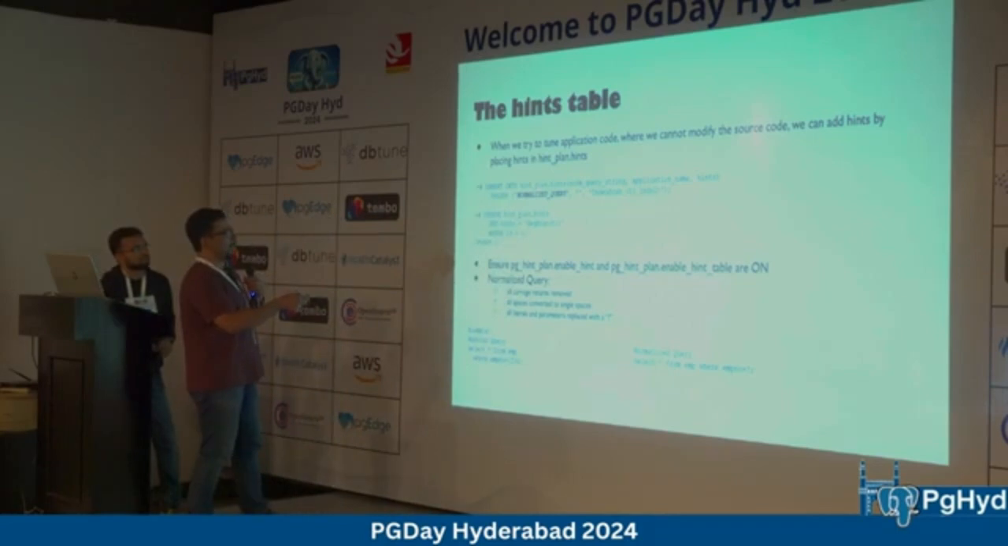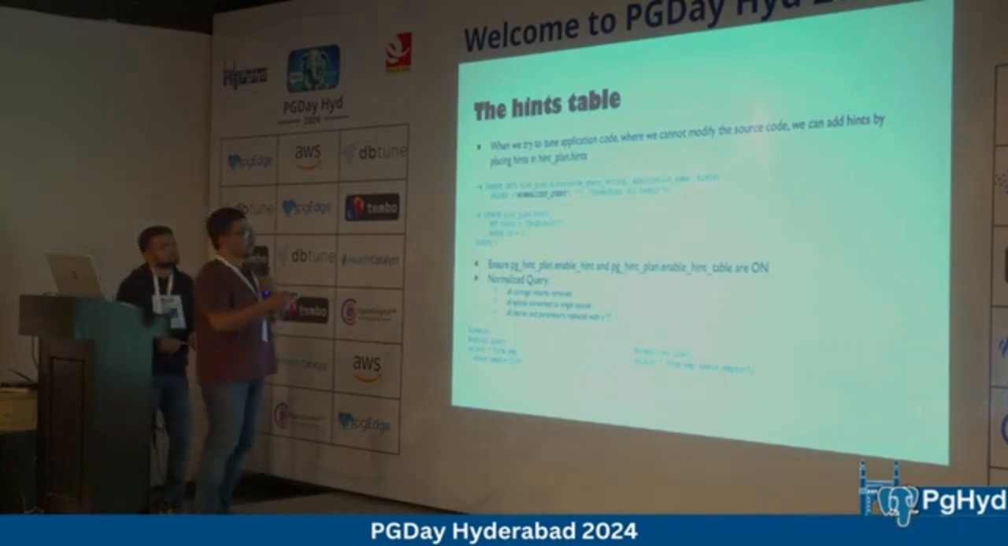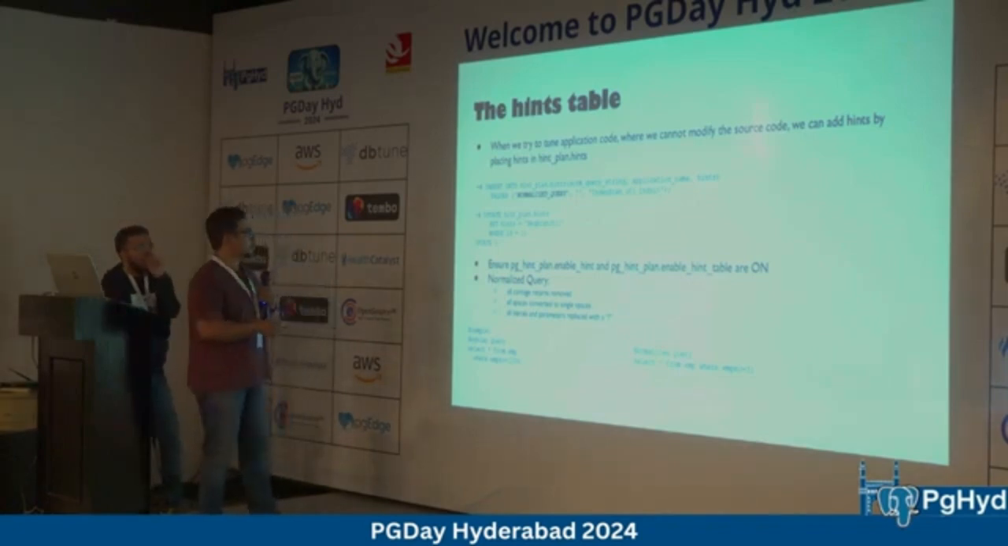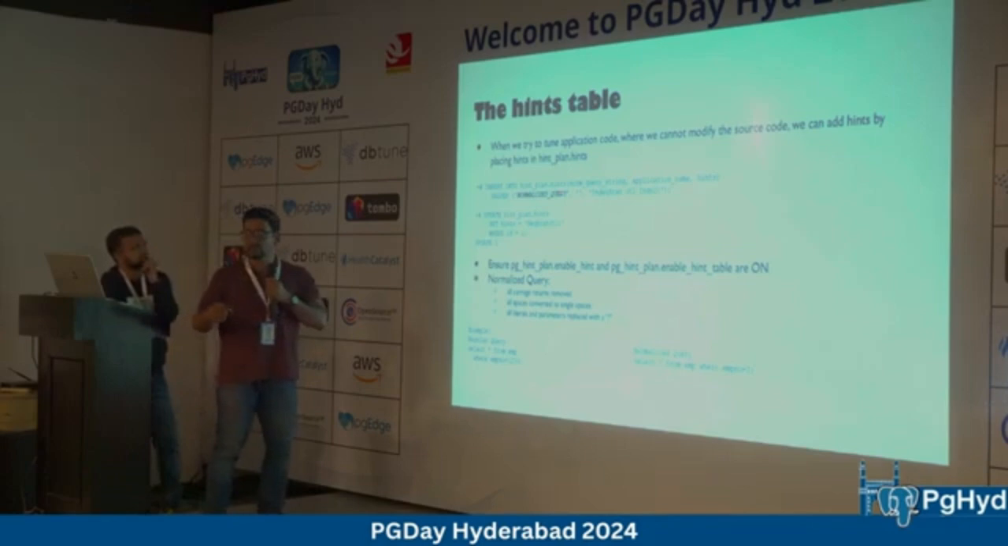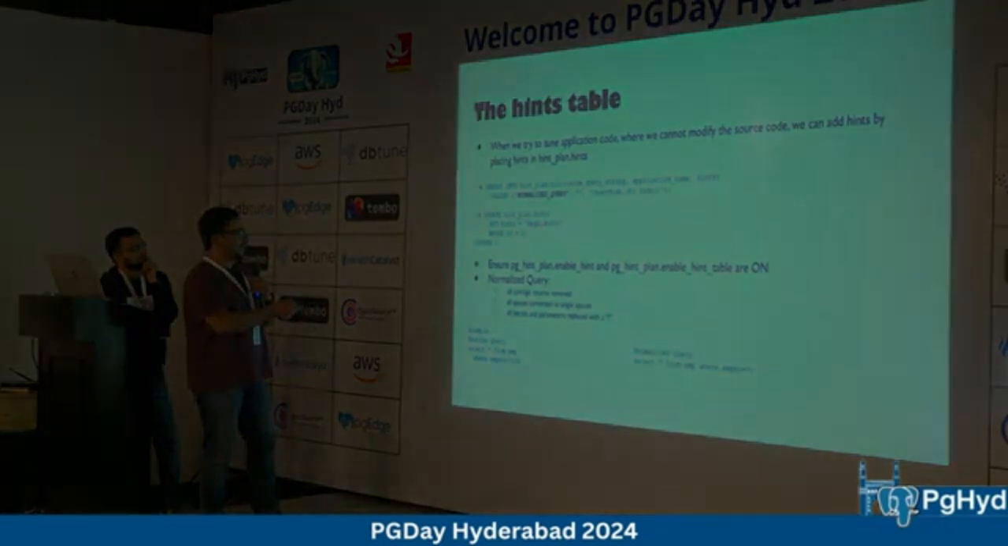In the hint_plan schema, you have the hints table, and inside that, you insert the normalized query, the application name, and the hint. In the hint, you can put any kind of hint, like an index scan or whatever other hints are possible, and that way your optimizer will be able to use the hints even without explicitly changing the source code. Here you see we did an insert, and later on if you want to modify it, you just do an update. If you want to change an index scan to a sequential scan, you can just do it.